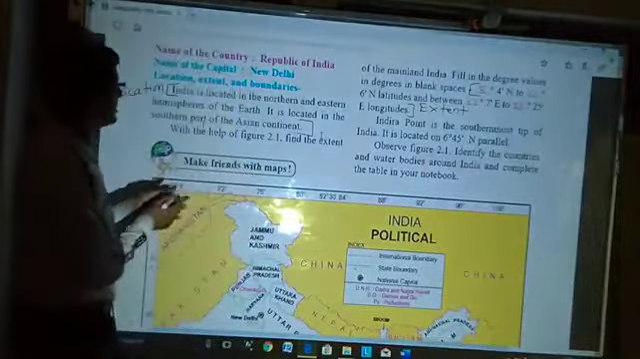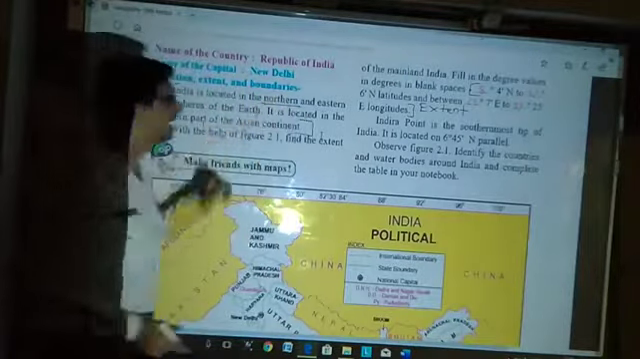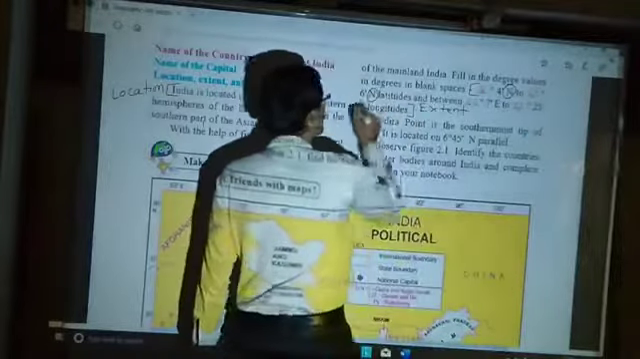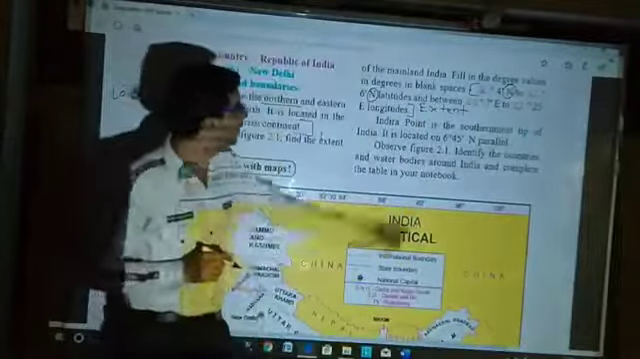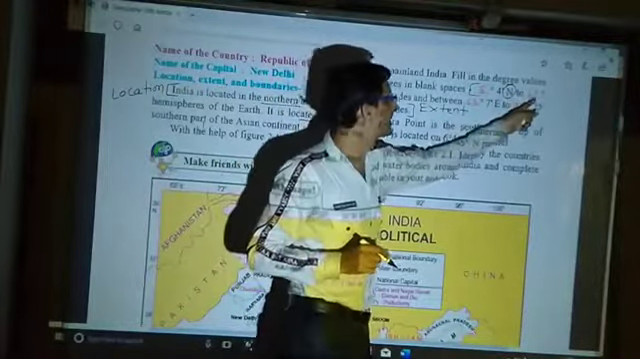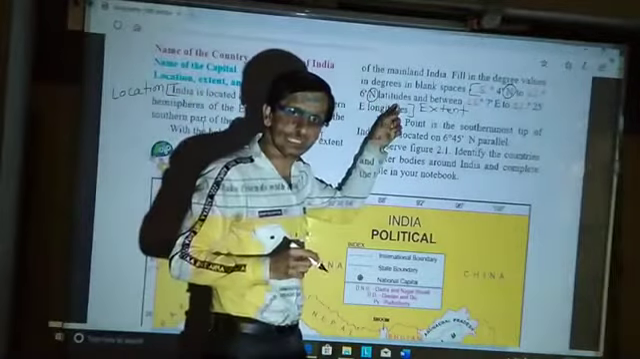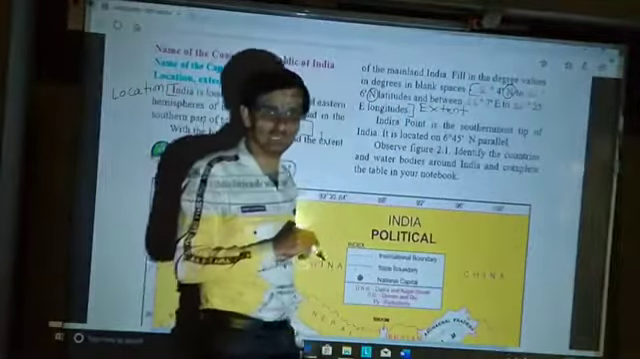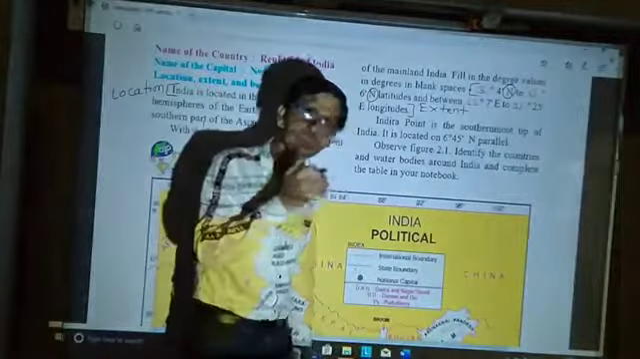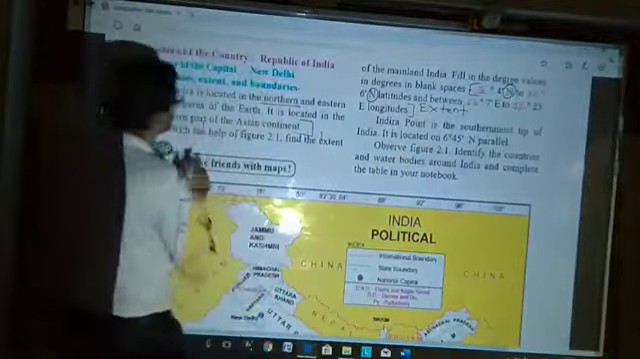So India, like you can see here, is first located in the north. That's why we have north, and here also north. So 8 degree 4 minutes north to 37 degree 6 minutes north latitude. It is related to latitude. How to find out? Where to find out? That I will explain to you in detail afterwards. Okay? And now the second one.